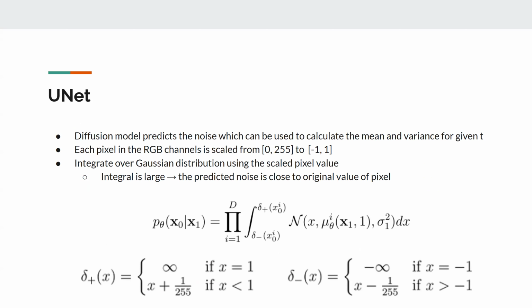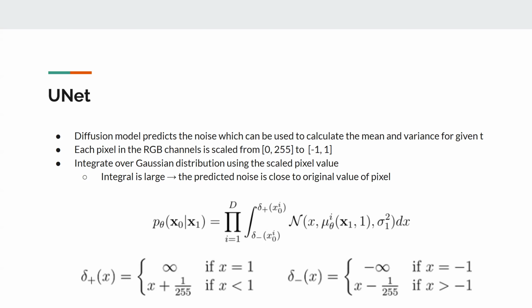And I tried to go into detail about how we can use the U-Net for image generation. Once again, what the diffusion model actually predicts is just the noise. It calculates the noise that is added from one state to another, and this is used to calculate the mean and variance for a given time. Using that mean and variance, you can get the Gaussian distribution, which gives the probabilities that you need to go from one state to another.